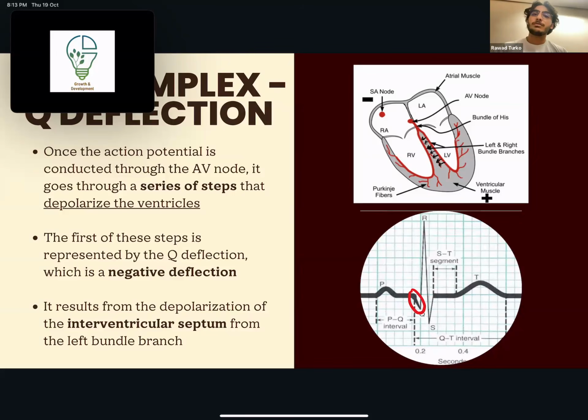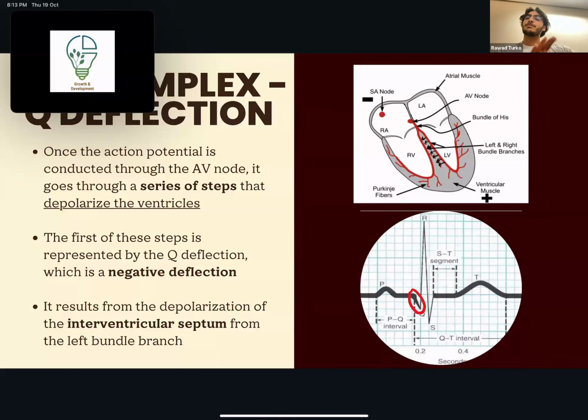Perpendicular? No, not quite perpendicular. The way I drew it, the way I put these charges on here might not be perfect, but it's technically not perpendicular. If it was perpendicular to the negative electrode, then it would be an isoelectric line, because there would be electrical neutrality. So you wouldn't say perpendicular, you would just say intraventricular septum depolarization.